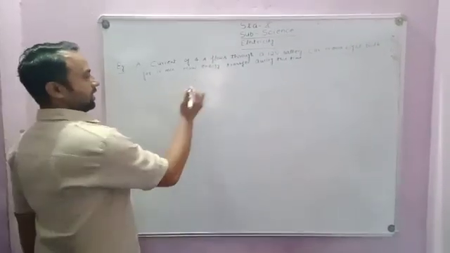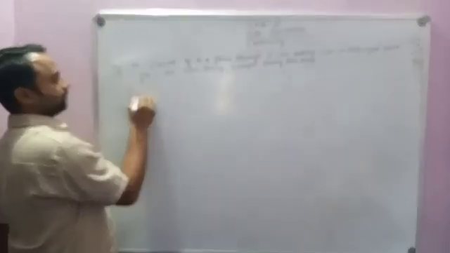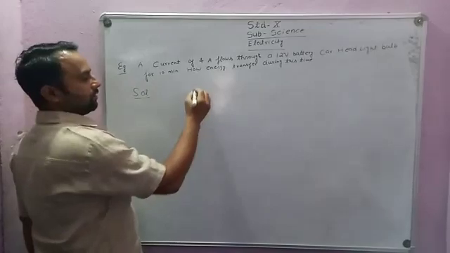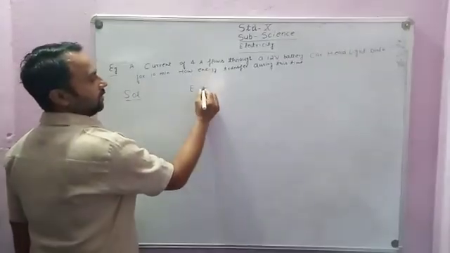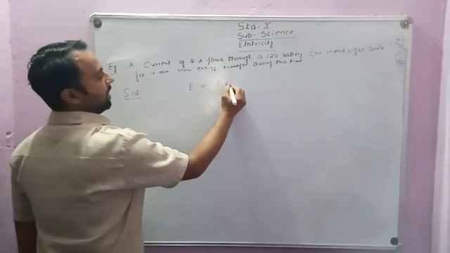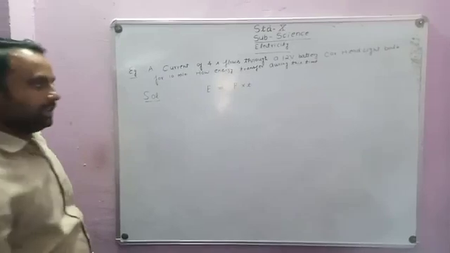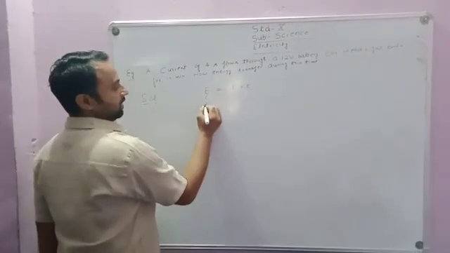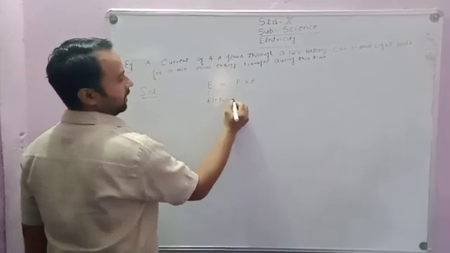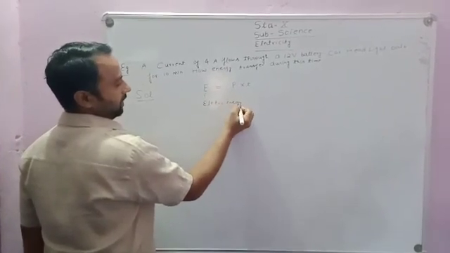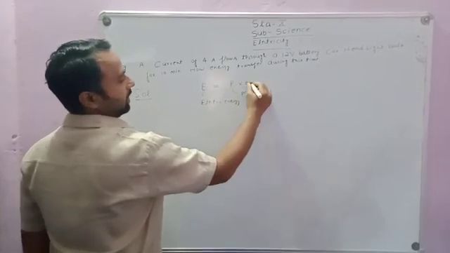So what is the electrical energy? We have to use the formula. We are using the formula for the electrical energy: electrical energy E equals power into time. This is the basic formula we are using here. This is the electrical energy, this is the power, and this is the time.